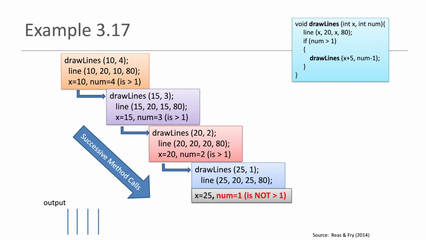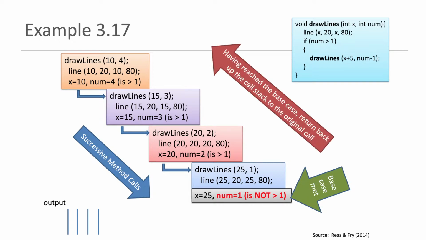Because number is 1 and X is 25, it's not greater than 1, so it's not going to call draw lines again. This is our base case. So our base case has been met. At this stage, we finish calling that method and return to the previous call of the method, and we do that all the way back up. Having reached the base case, we return back up the call stack to the original call. So we got our 4 lines drawn out without using a loop, but we were using recursion.